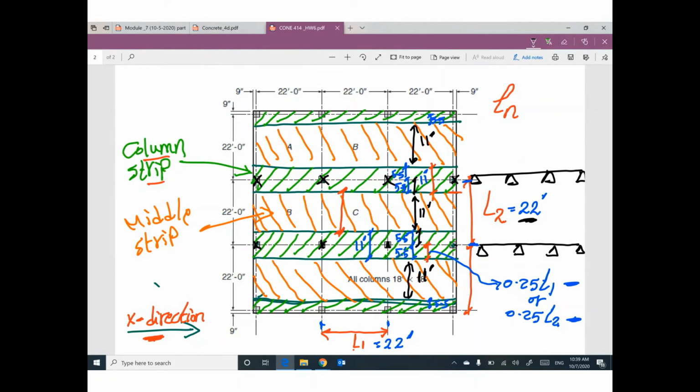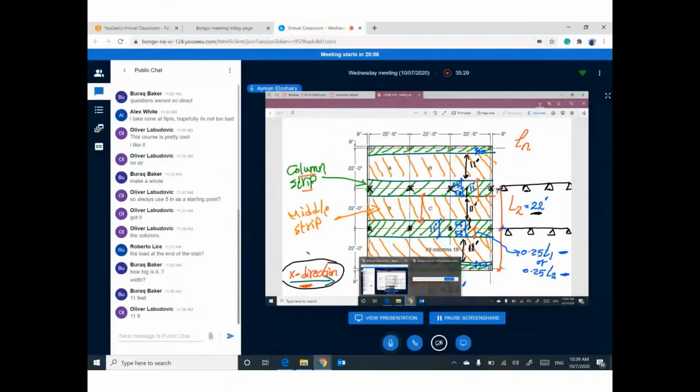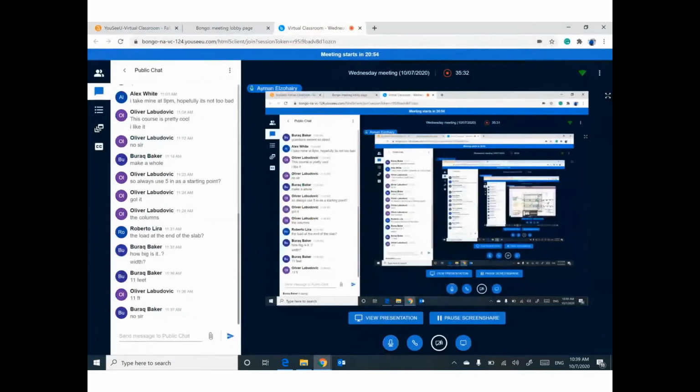So I divided my slab in X direction into column strip and middle strip. Anybody has any question? Thank you, Oliver. Thank you, Burak. Okay, I have a question. Please pay attention.